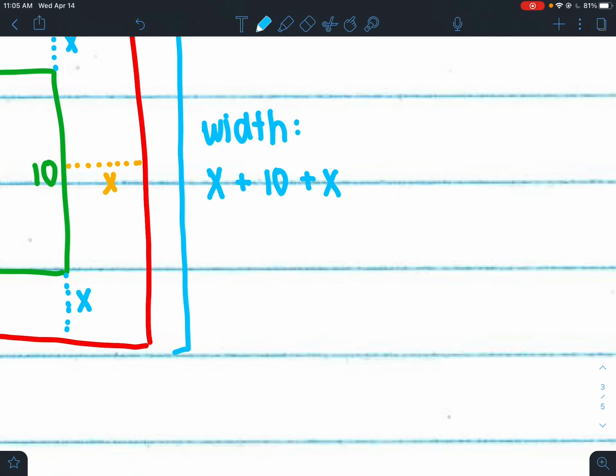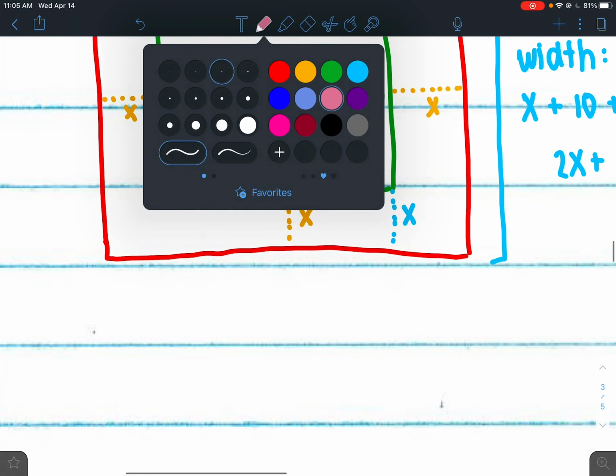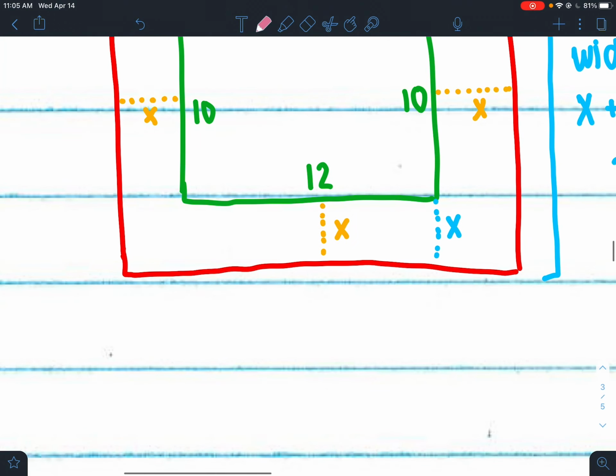Well, let's go ahead and combine like terms. X plus 10 plus X is going to be 2X plus 10. So the width of this entire rectangle is 2X plus 10. Now we'll move on to finding the length of the red rectangle.